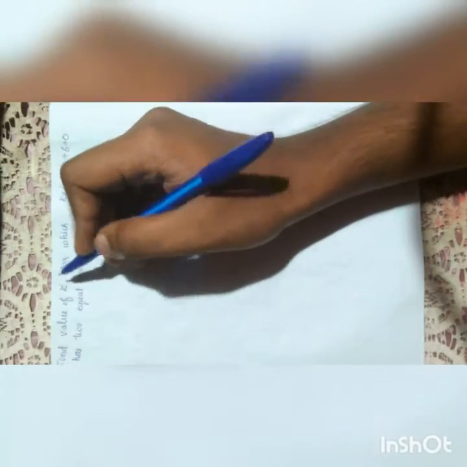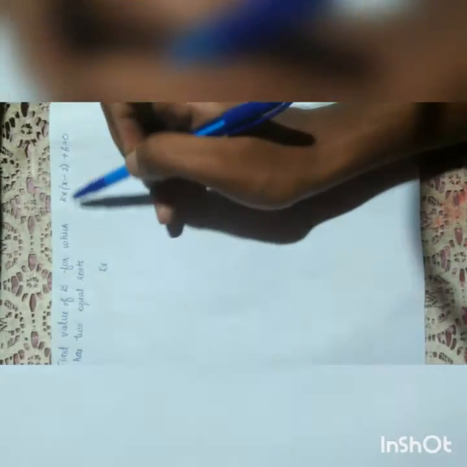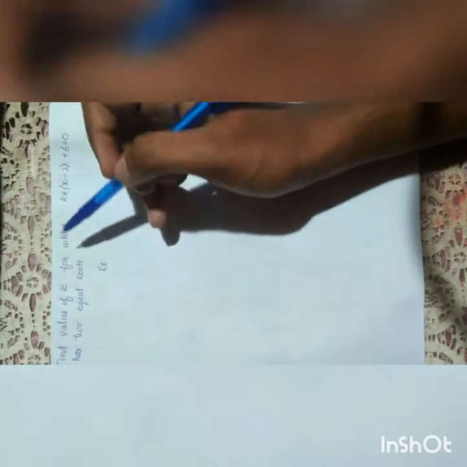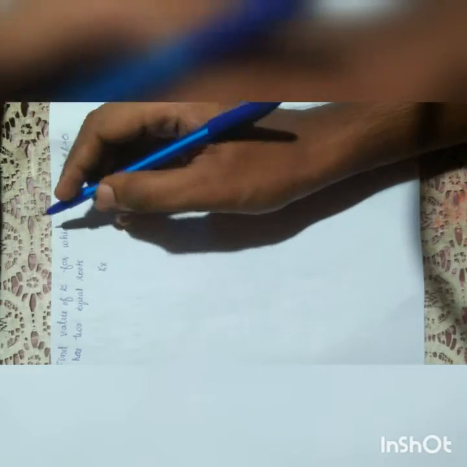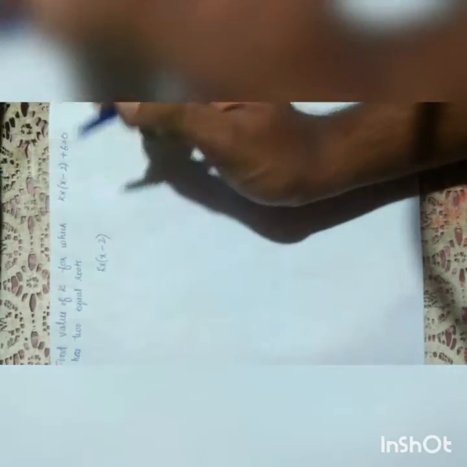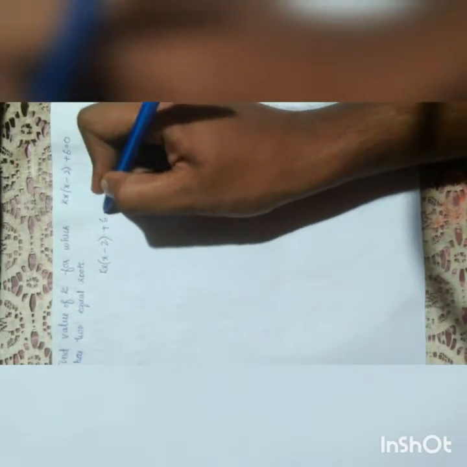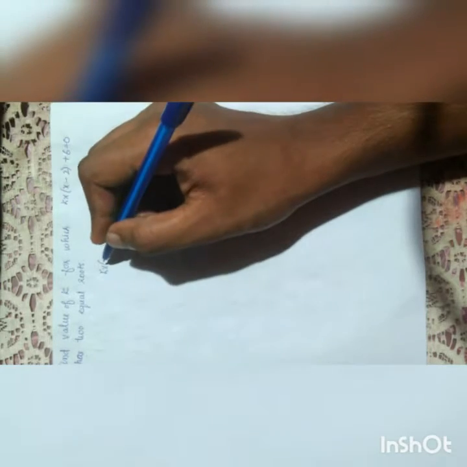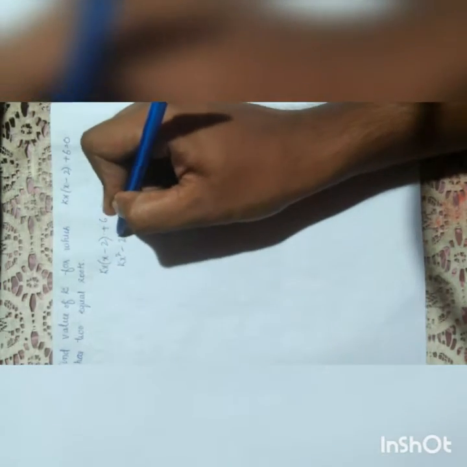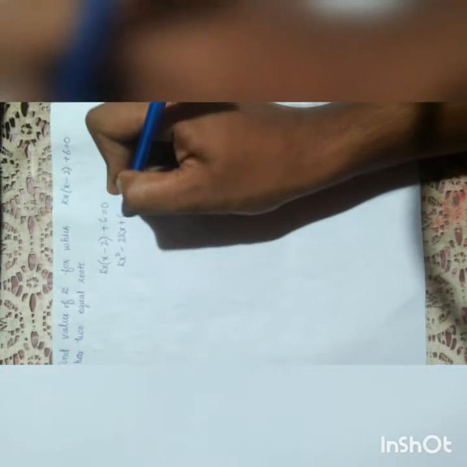So in this question we have to find the value of k for which kx(x minus 2) plus 6 is equal to 0 has two equal roots. So we are given the quadratic equation as kx(x minus 2) plus 6 is equal to 0. So we can open this bracket. So we have kx square minus 2kx plus 6 is equal to 0.